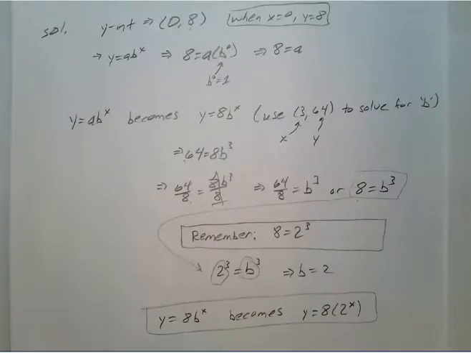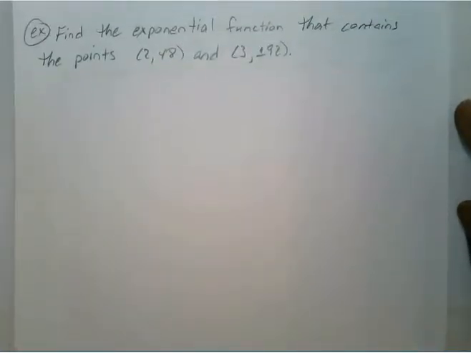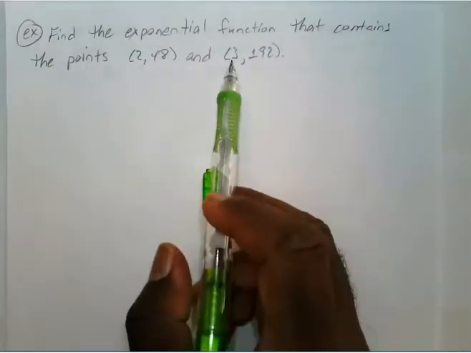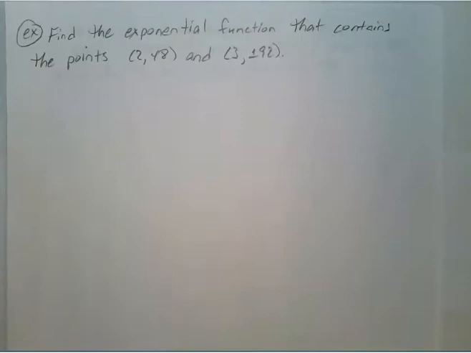All right. So if you are still writing, feel free to press pause and finish up. But we're going to go ahead and move on to our next example, which shows what to do when they don't give you a y-intercept. Okay, so what if we want to find the exponential function that contains the points (2, 48) and (3, 192)?